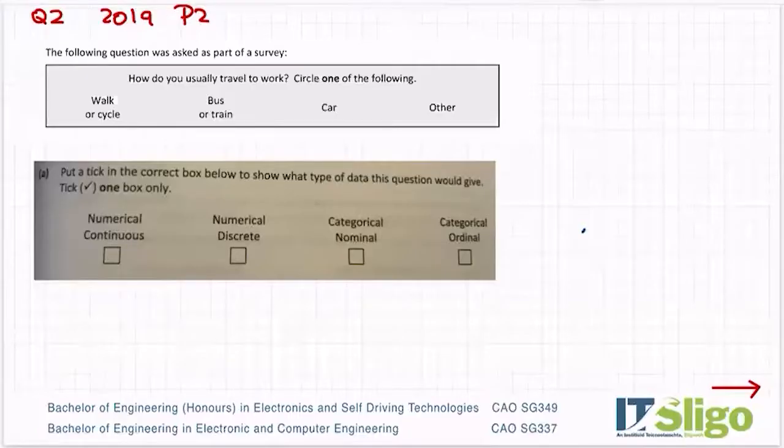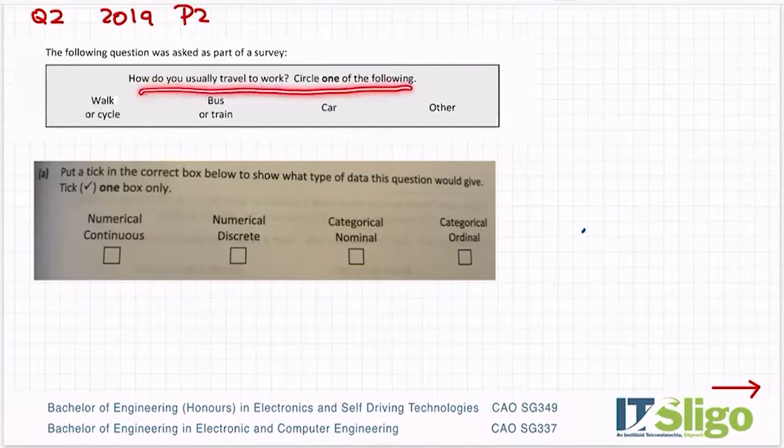Okay, so let's have a look at this stats question. This is from the 2019 paper, question 2. The following question was asked as part of a survey. How do you usually travel to work? Circle one of the following. So the question is, do you walk or cycle, bus or train, car or other?